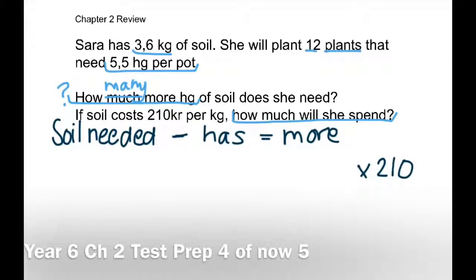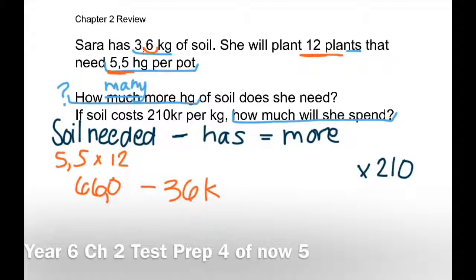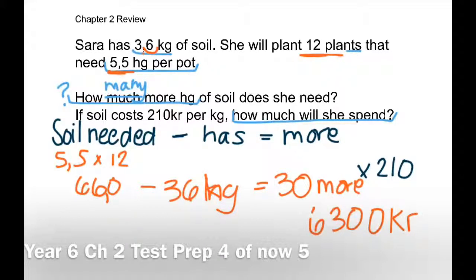So here's my plan. I'm going to figure out how much soil she needs, subtract how much she has, and that's going to tell us how much more she needs, times it by 210. So how much she needs is 12 plants times 5.5, and on another video we found out that that was 660. Moving the decimal over, that'd be 66. She has, if we move this decimal over, 36 hectograms, which leaves us with 30 more, times 210 would be 6,300 kroner. And she would buy 30 more hectograms. Turns out I need one more video.